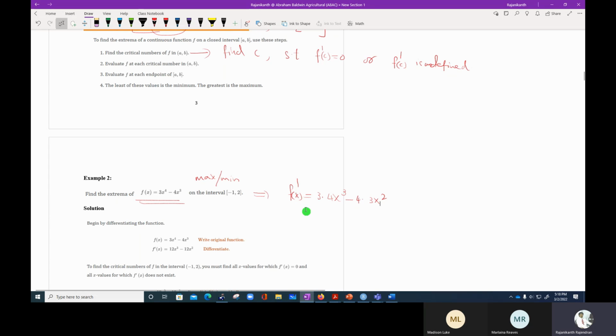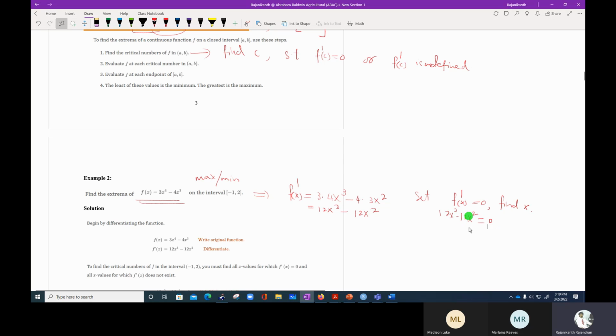Now this is my derivative function. If you want to find the critical values, you need to set this derivative function to 0 and find x. If you do that, you will get 3 times 4 is 12x cubed, and this is 12x squared, right? So that is my derivative function. I'm plugging the derivative function here: 12x cubed minus 12x squared. I'm setting this function to 0 and solving for x.